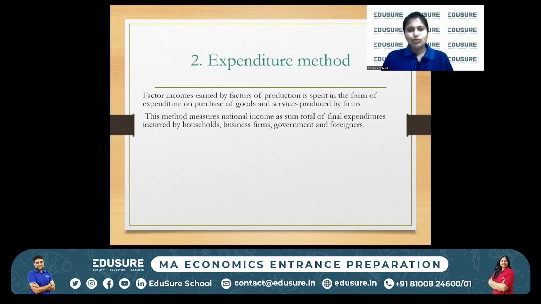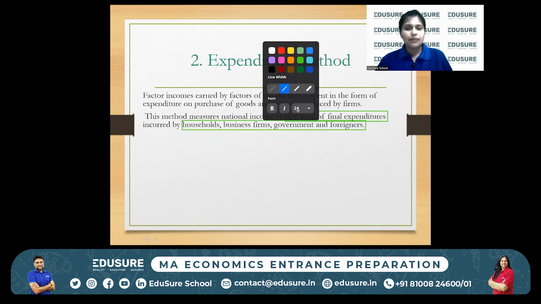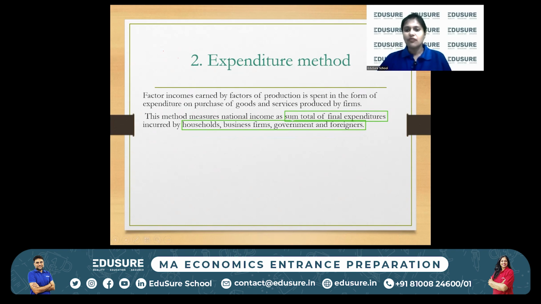So what you have to do in this method of calculating national income, you see the sum total of the final expenditure, which is made by the four sectors of the economy, which is households, business firms, government, and foreigners. Okay. Now again, it measures national income as the sum of expenditures made by households, business, government, and foreigners.